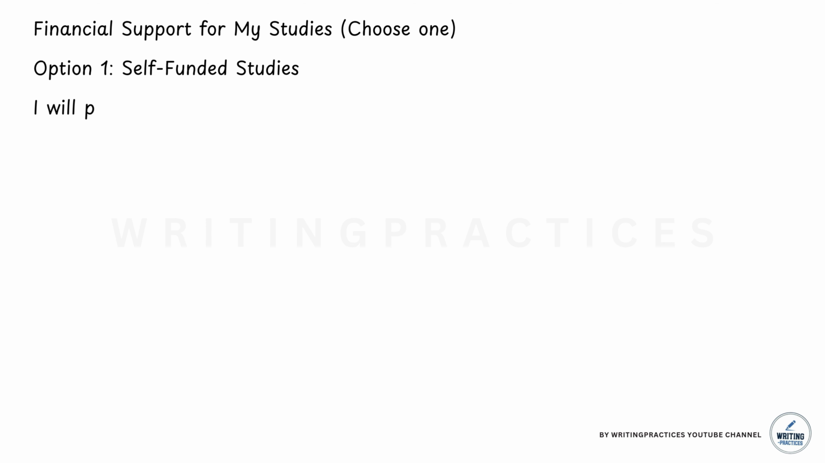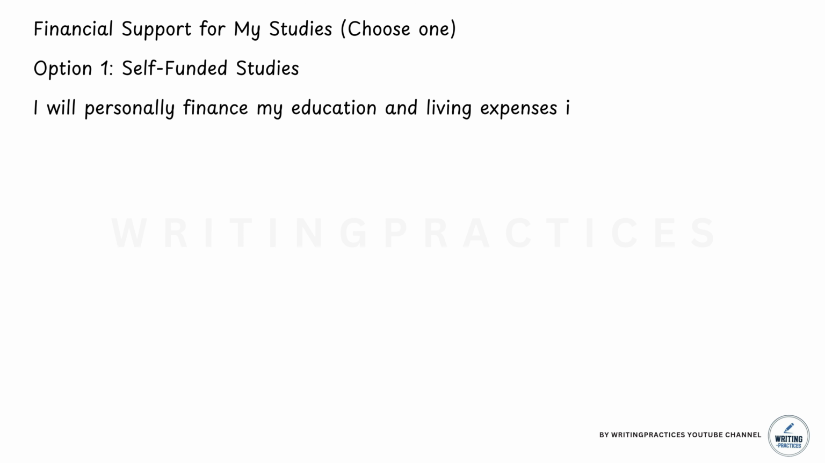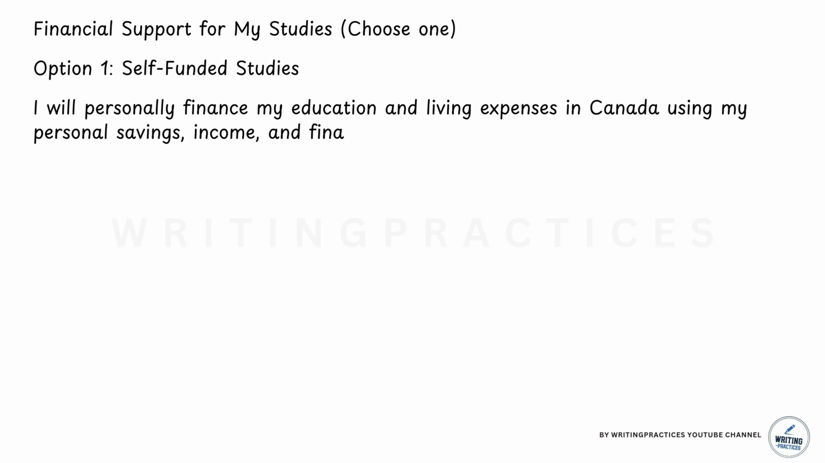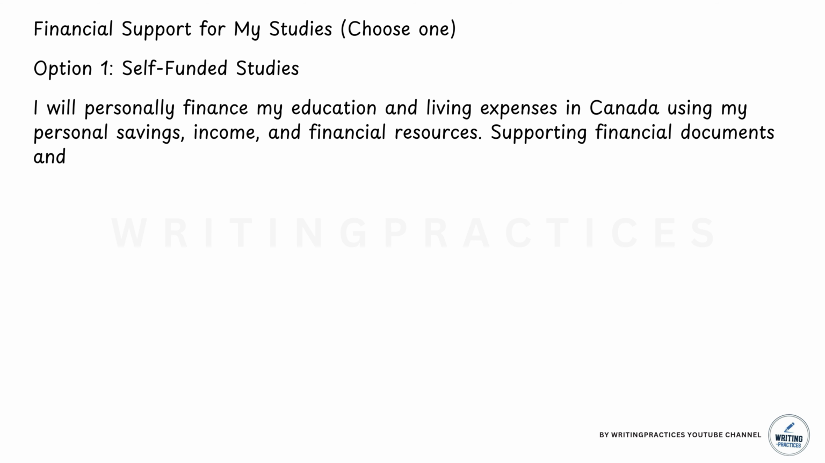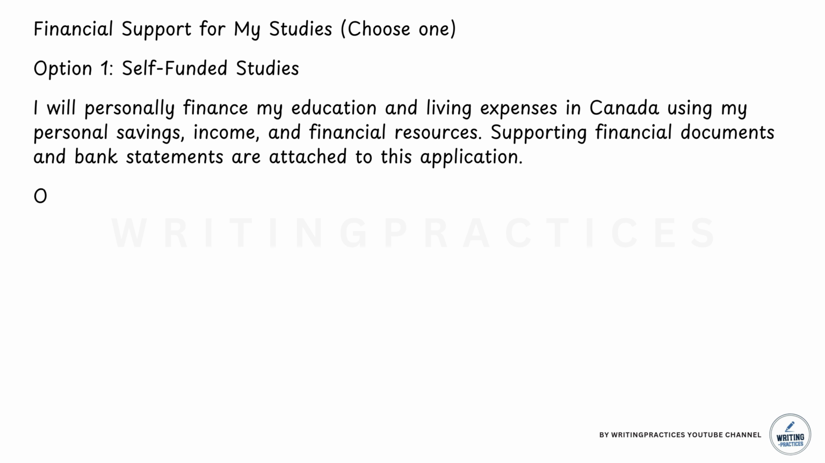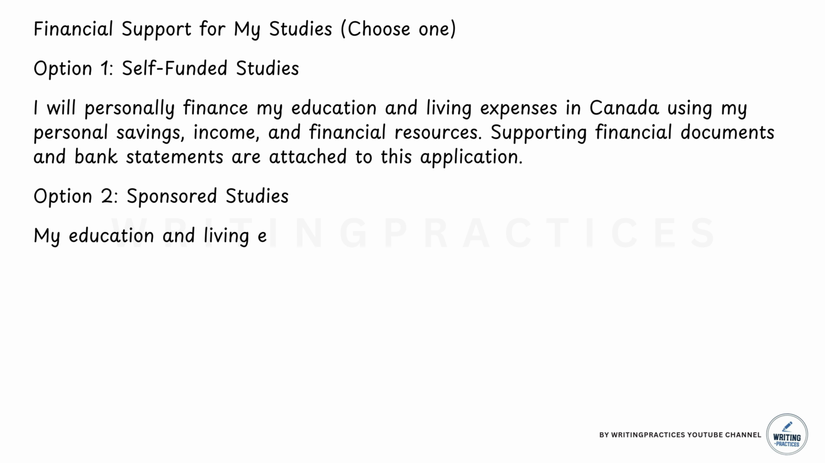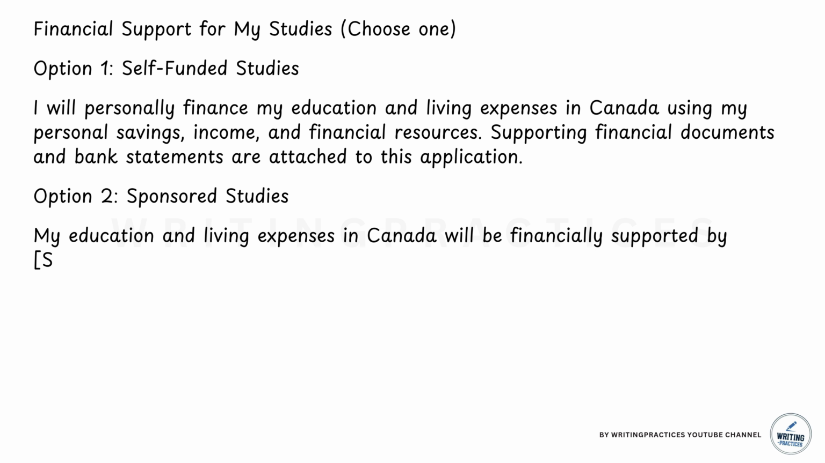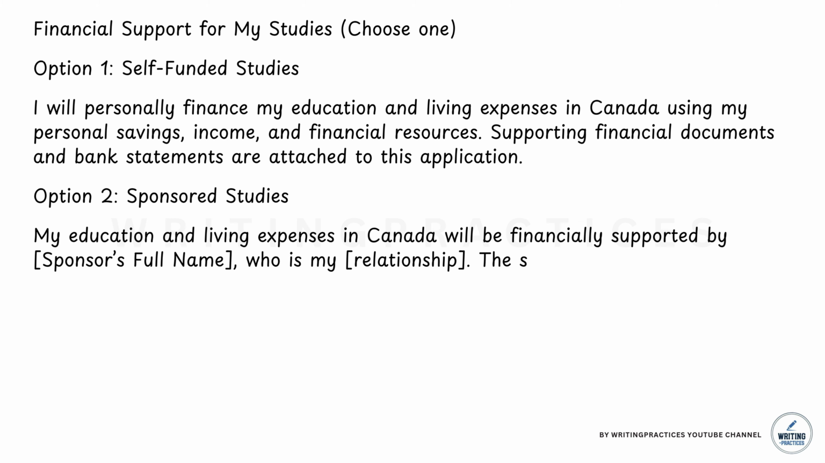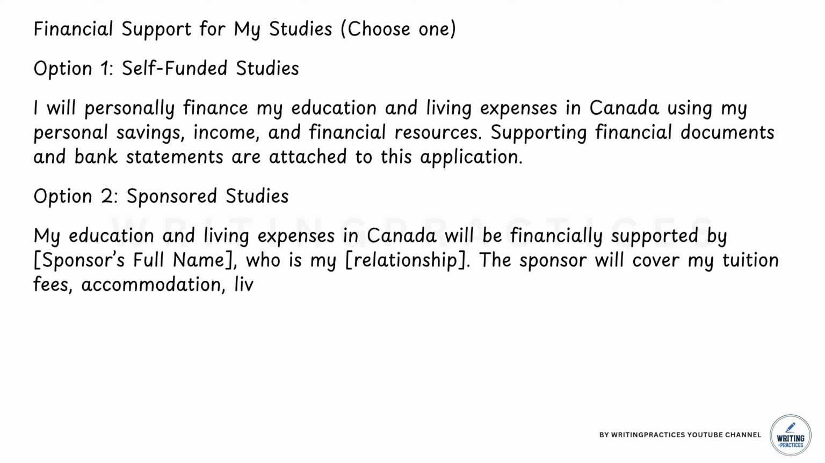Paragraph 6. Financial support. This section explains how your studies will be funded. Choose only one option. If self-funded, write, I will personally finance my education and living expenses in Canada using my personal savings and financial resources. This shows financial independence. Attach proof of funds and bank statements.